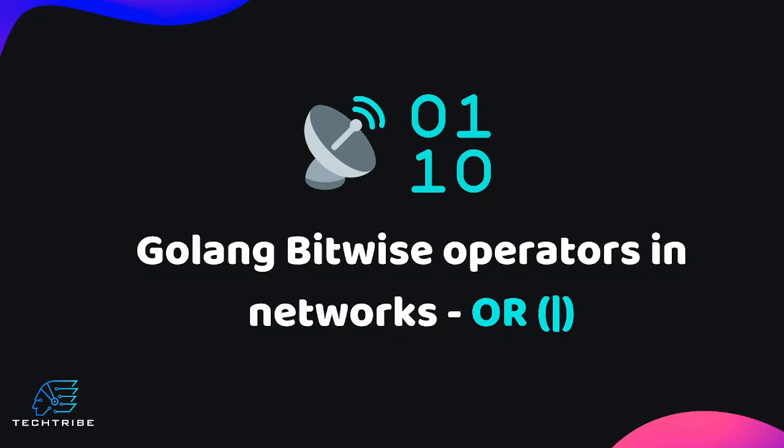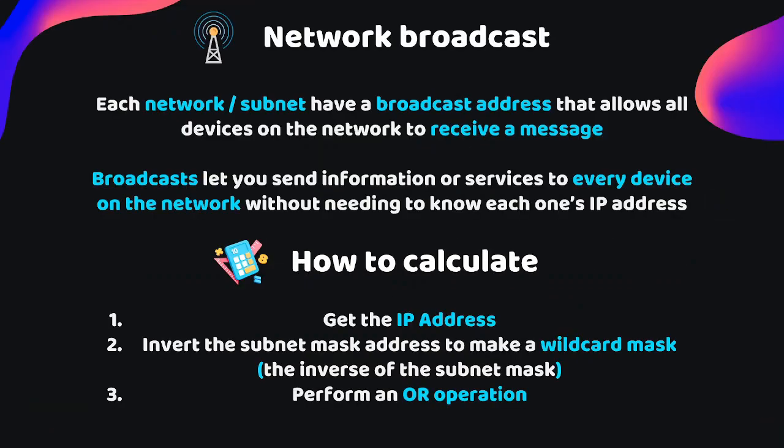Now that you understand how the AND operator works in network programming in Go, let's cover some key real-life examples on how you could use the OR bitwise operator. But before going to our coding example, let's see what a broadcast is in networking. Each network or subnet has a special broadcast address that allows all devices on the network to receive a message. Broadcasts let you send information or services to every device on the network without needing to know each one's IP address. So it's awesome because you can make the processes much easier.